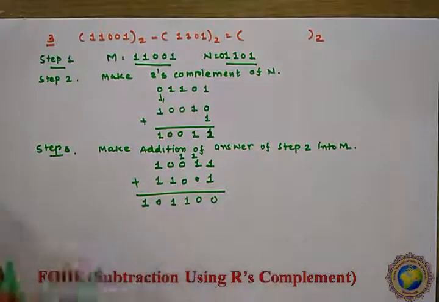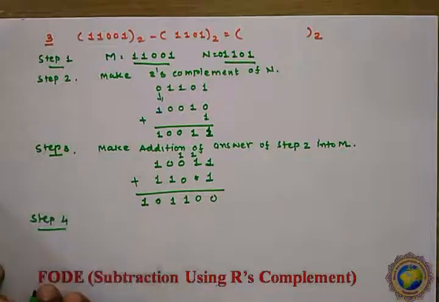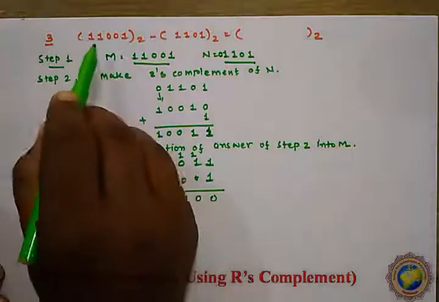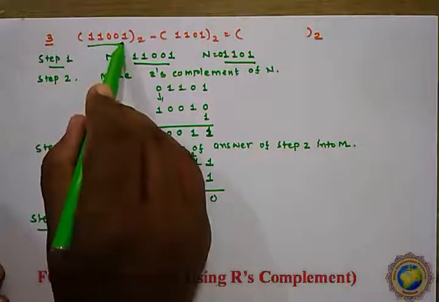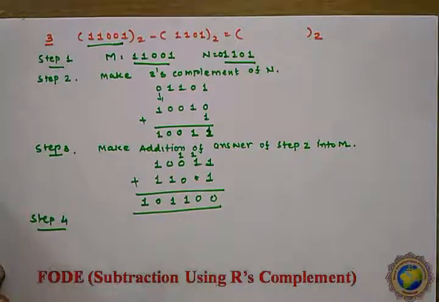Now see here, step 4. Is a carry generated or not? Yes, because here the maximum is 5 digits, and here we got 6. So the 6th digit, the carry, is to be removed. So we have to remove it.